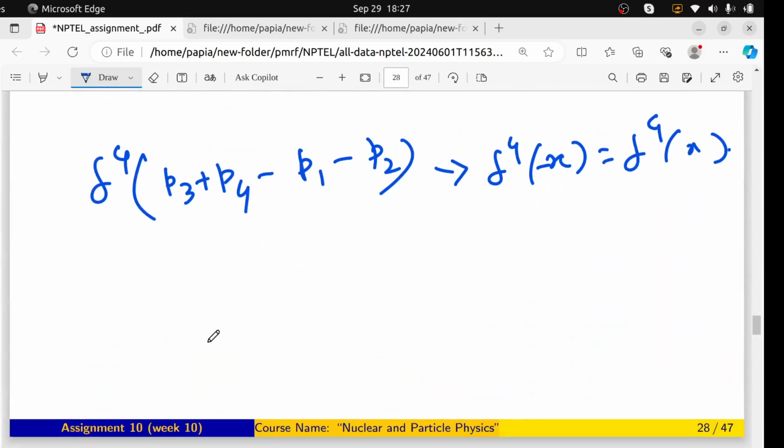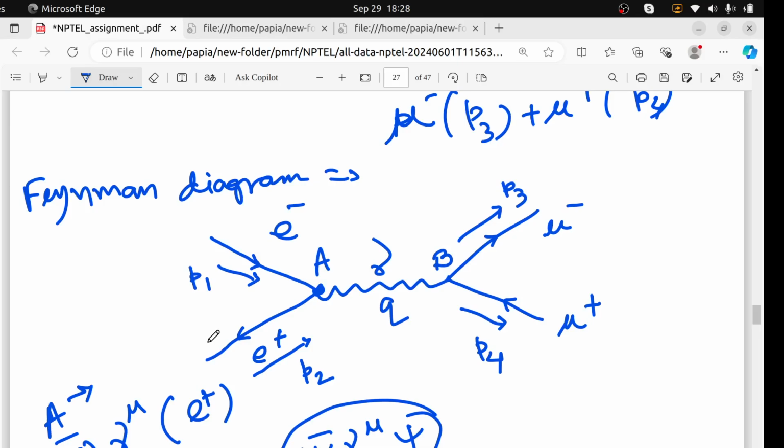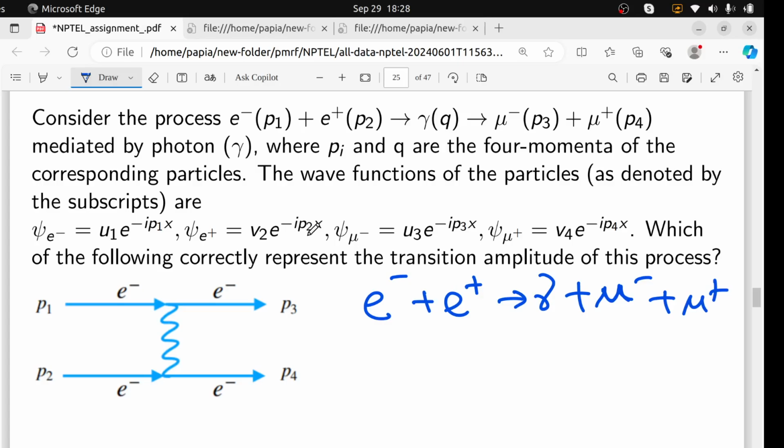So for vertex A, the expression will be psi E minus bar gamma mu psi E plus. If I write the values of psi E minus bar and psi E plus, it will come as E1 bar gamma mu V1. You will see that the exponentials cancel out, because one is a dagger, so obviously it will be cancelled out. Then it will only give E1 bar gamma mu V2.